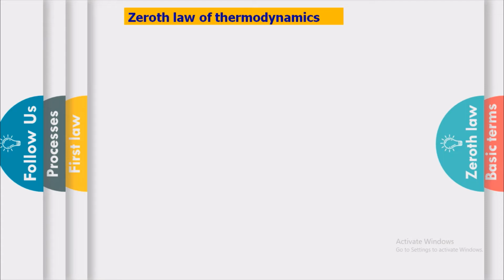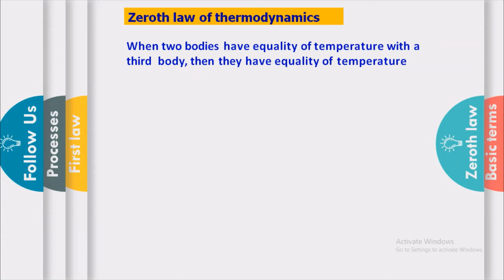The Zeroth law of thermodynamics states that when two systems are in thermal equilibrium with a third system, then they in turn are in thermal equilibrium with each other. That is, when two bodies have equality of temperature with a third body, then they have equality of temperature.